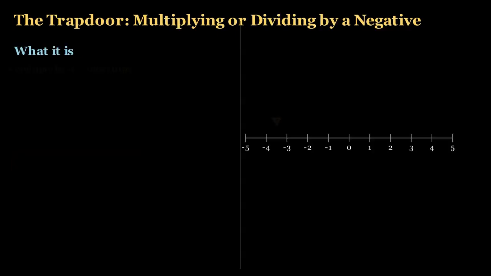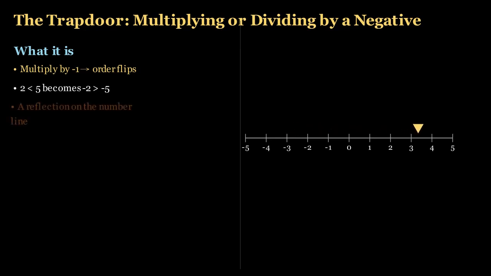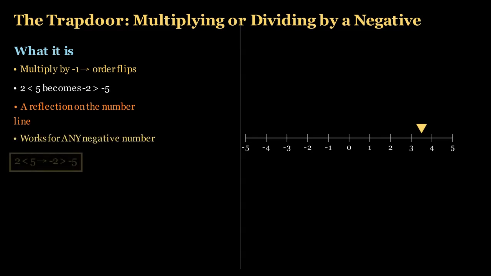Imagine you have two numbers on a number line, like 2 and 5. We know 2 is less than 5 because it sits to the left. Now, what happens if we multiply both by -1? The numbers become -2 and -5. But look at the number line, -2 is now to the right of -5. So the order has flipped, -2 is actually greater than -5.